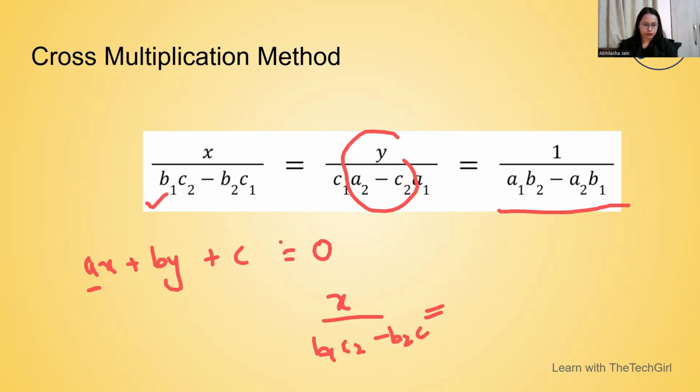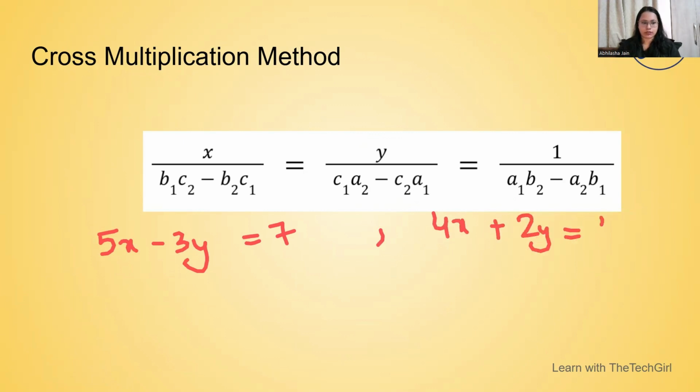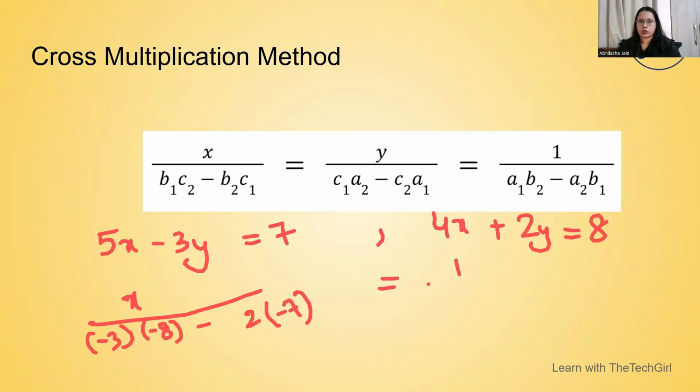Okay, so let's see an example of this. So let's say you have an equation 5x minus 3y equal to 7, and another equation is 4x plus 2y equal to 8. Yeah. So what you're going to do, you're going to do x is equal to, b1 is nothing but negative 3, c2 is negative 8, minus b2 is 2, and c1 is negative 7, equal to 1 over a1 is 5, b2 is 2, a2 is 4, and b1 is negative 3.